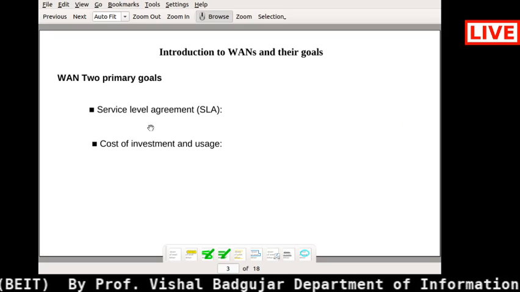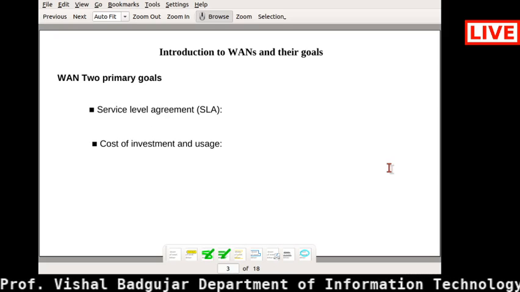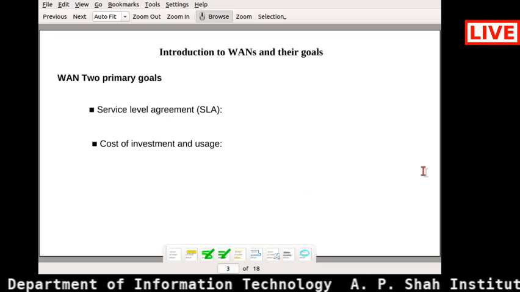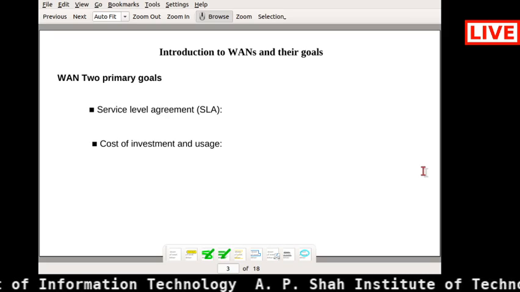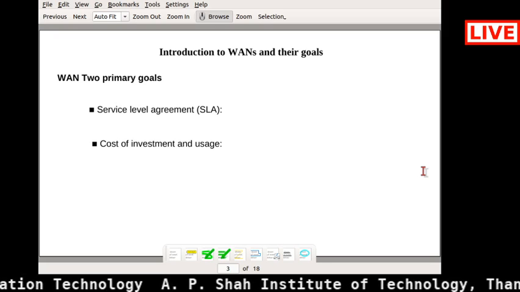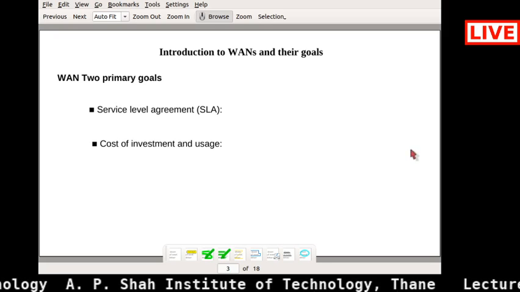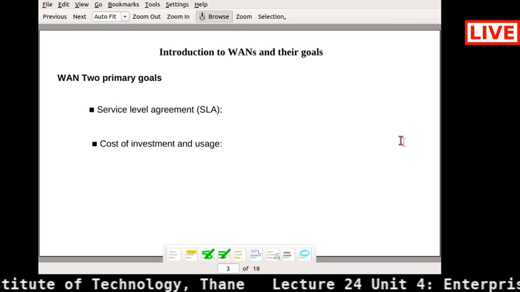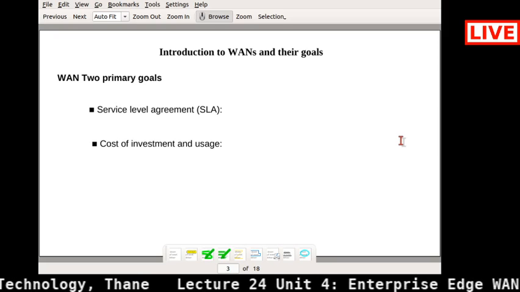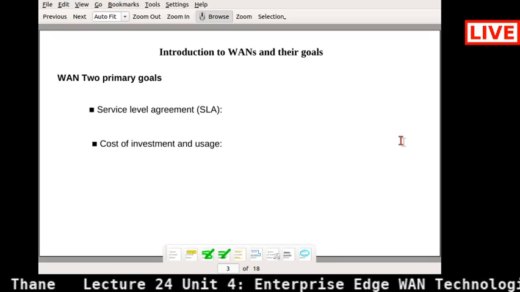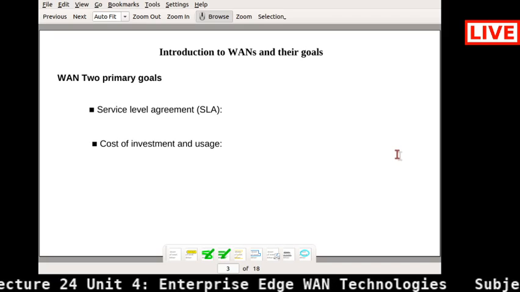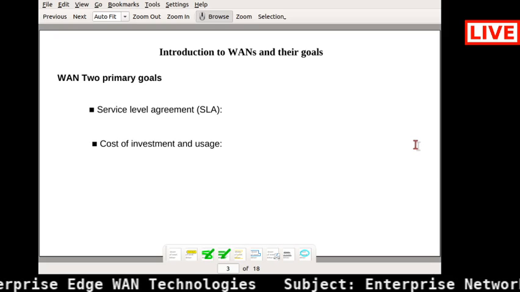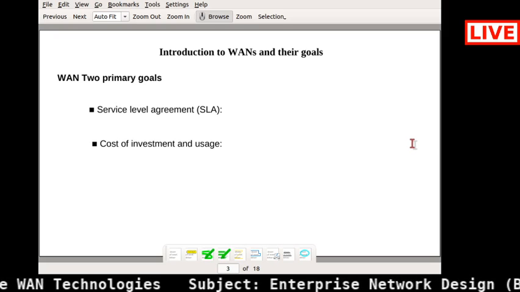Okay, so basically it has two primary goals. The first one is the service level agreements. You already know the networks carry the application information between the different computers. If the applications are not available for the network users, that means the network has failed to achieve all the design objectives. For that we are able to create our network.